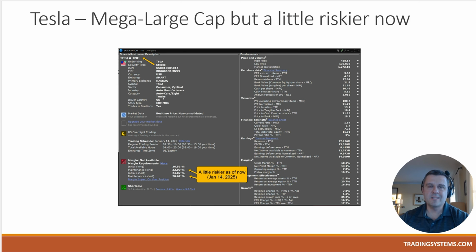Okay, now here's Tesla. It's a mega large cap stock, right? It's 1.2 something trillion dollars capitalization. It's very big, but because it's on the news right now, because of Elon Musk and all these things that are happening, it's considered to be riskier. And because it's riskier, the broker, and I'm using Interactive Brokers for this, as of January 14th, these are my margin requirements for the initial long side and initial short side, and maintenance long and maintenance short. As you can see, it's much higher than Eli Lilly.